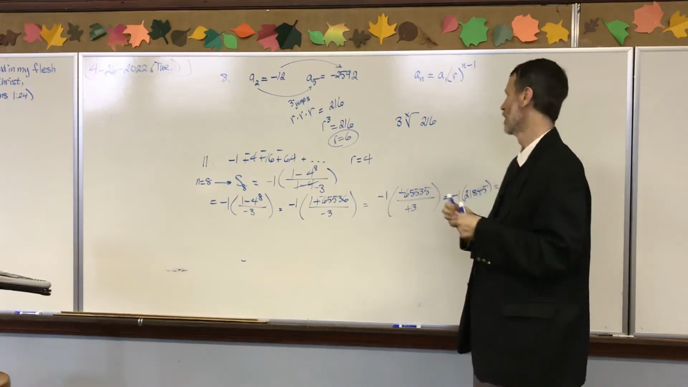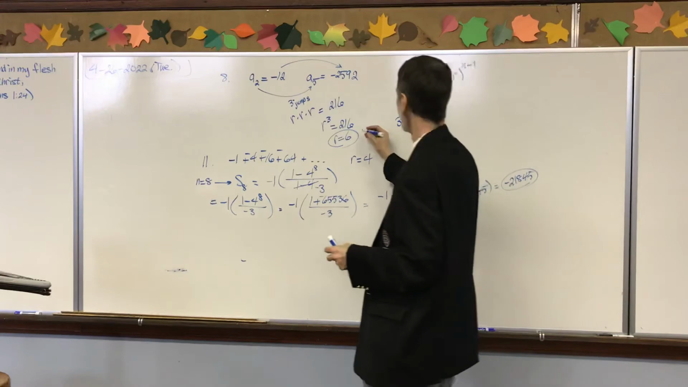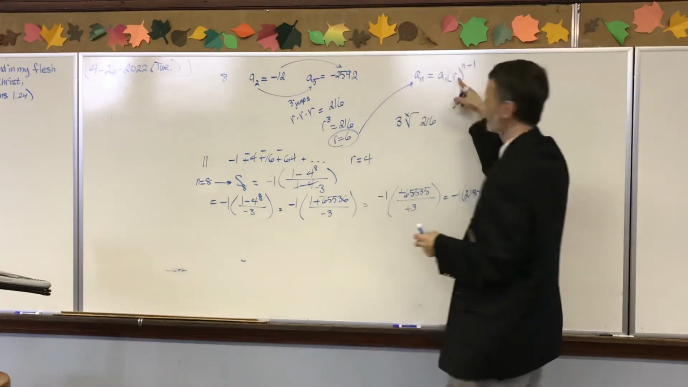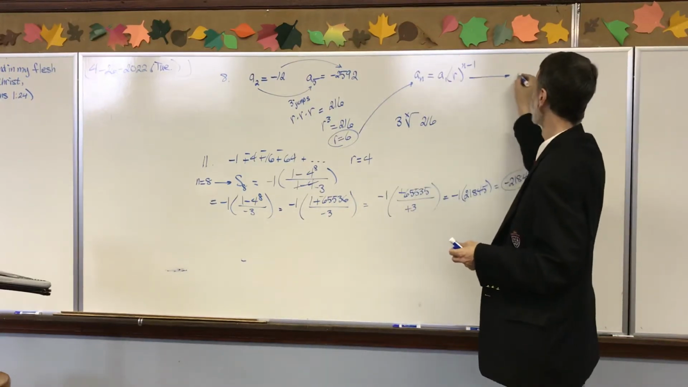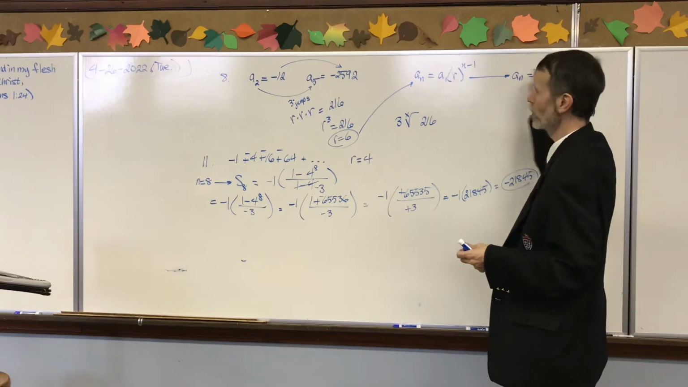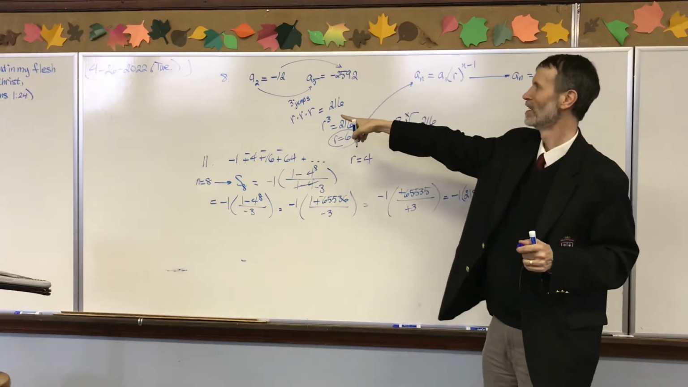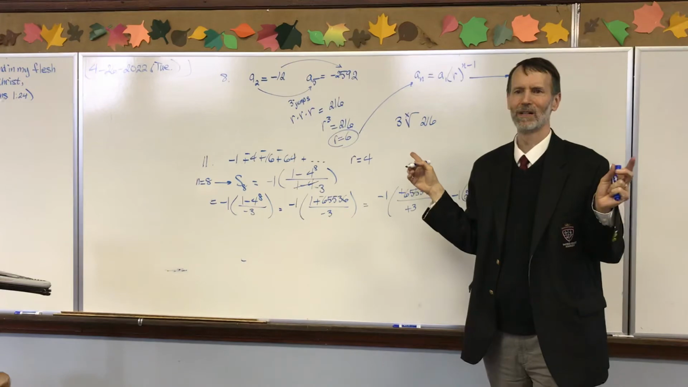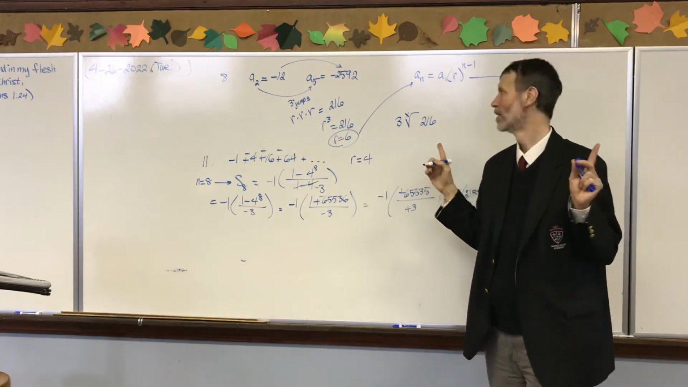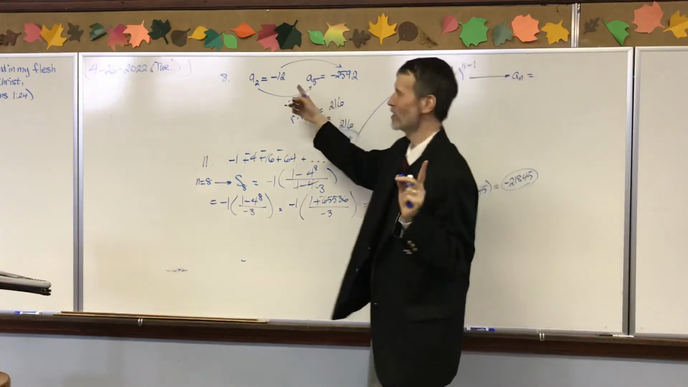Now that we have r equals 6, you can fill this in. So a sub n is equal to 72. What's the first term? Did they tell us the first term? They did not tell us the first term. Ever see why?